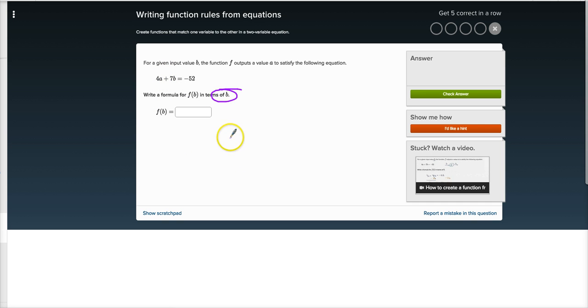So if I have 4a plus 7b equals negative 52, what I need to do is figure out, okay, if I have b's that I want to plug in, what a value do I need to have there to make it balance out. So I'll pick the value they're not talking about, and put a little highlight marker next to it. That's the one we want to keep. Everything else we're going to move.